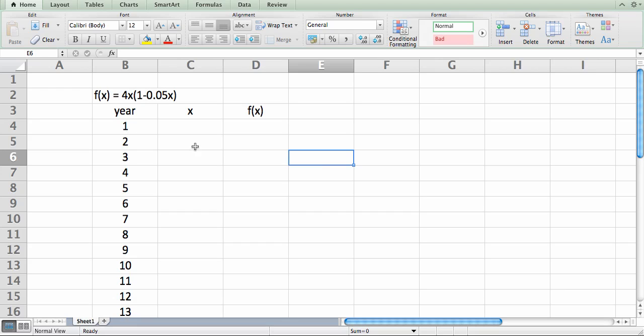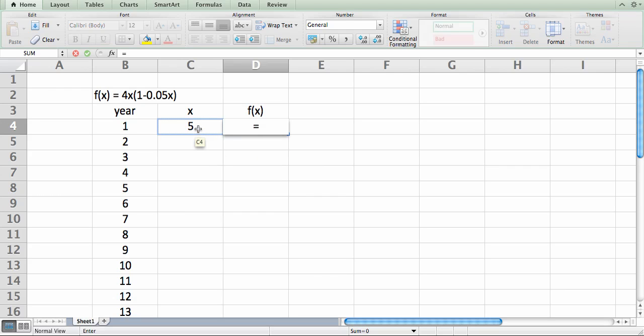We can make a table of values for this. But next year's value is going to depend on what x is this year. So let's suppose, like in your problem number 21, that your first x this year is 5. Well, what is f of x going to be? We're going to do a formula: 4 times this year's population, which is in C4, times parentheses 1 minus 0.05 times this year's population, in C4, close the parentheses. So essentially I've taken this formula and replaced x with whatever number is in C4.